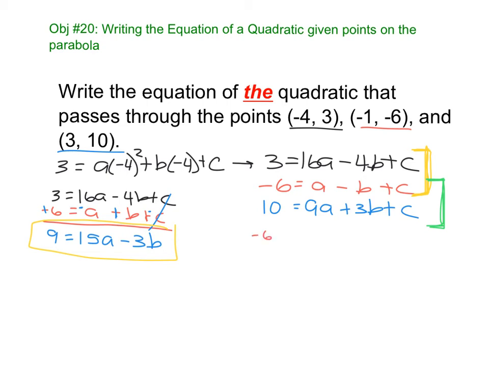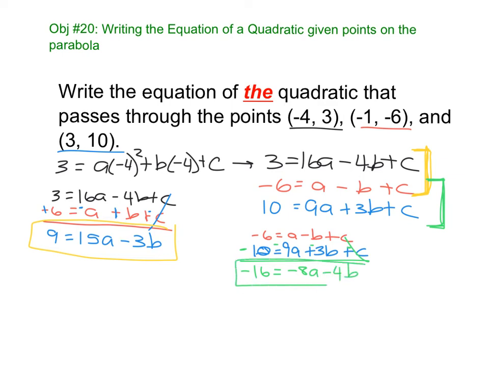So my negative 6 equals a minus b plus c, and my blue, 10 equals 9a plus 3b plus c. And again, my goal, I'm going to get rid of c, because that'll take both of these equations down to 2 variables. So again, I'm going to change the sign, subtract. You can do whichever method you want. I'm going to just do the bottom. So again, my c cancels, and I'm left with negative 16 equals negative 8a minus 4b.